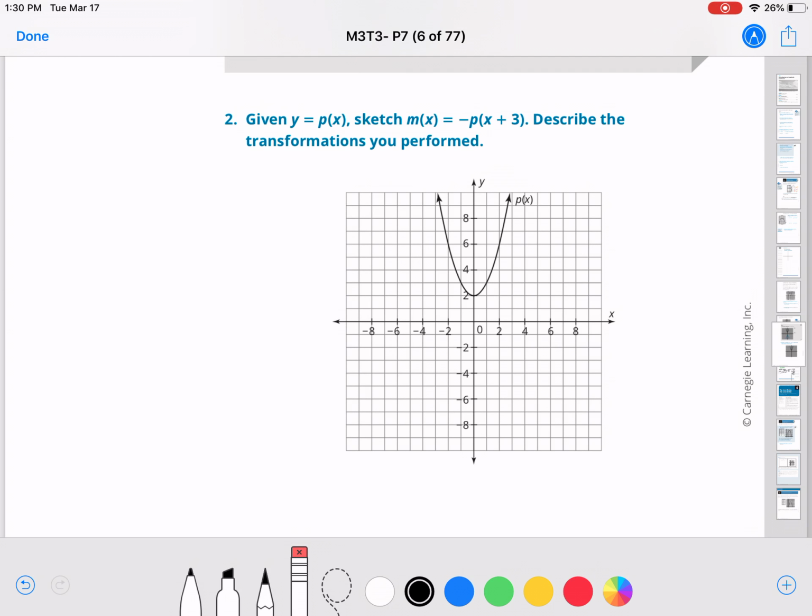Hi everyone. Today's topic is on transformations of quadratic functions.